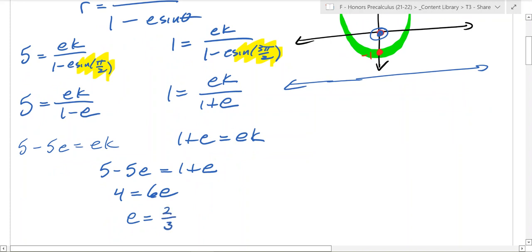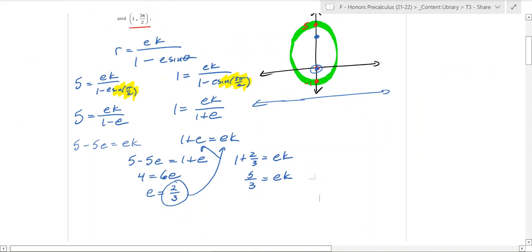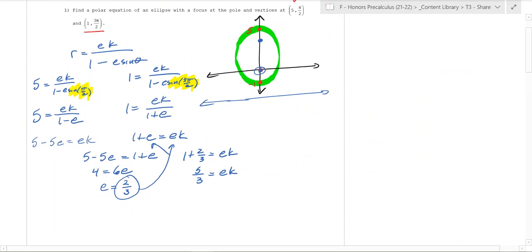Then we can solve for K if we want to. We can plug in this value right here. So you end up with 1 plus 2/3 is equal to EK, which is 5 over 3 is equal to EK, which is really what we need on top. We don't have to solve for K on this. It doesn't ask us to. So we know now that EK is equal to 5/3.